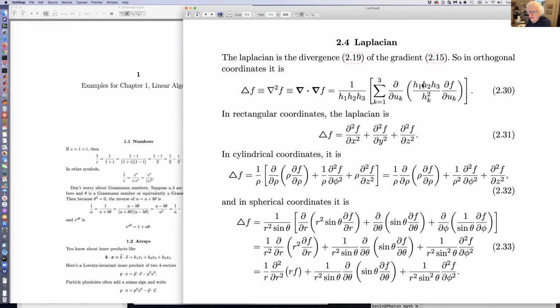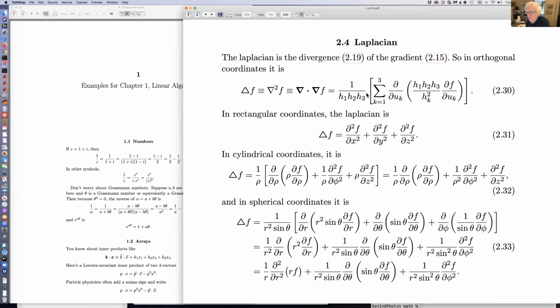if this thing were written as the sum of three terms, the first term would be partial u1. First of all, we'd always have the volume out here, but this would be partial u1 of h2, h3 over h1, partial of f with respect to u1. That's what you'd get. And then you repeat that for the other two. You'd have partial with respect to u2 of h1, h3 over h2, partial with respect to u2. And then you'd have partial with respect to u3 of h1, h2 over h3, partial with respect to u3.